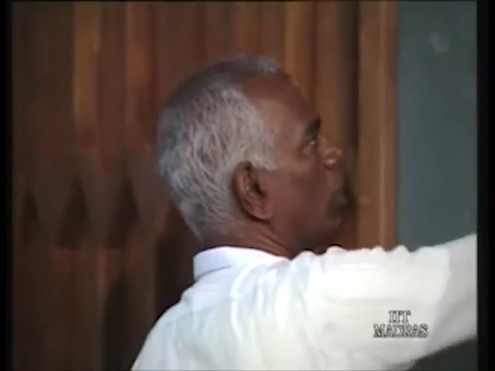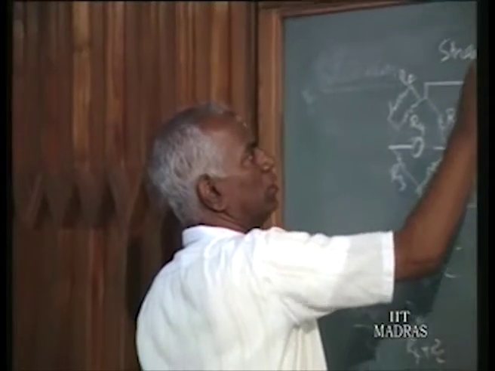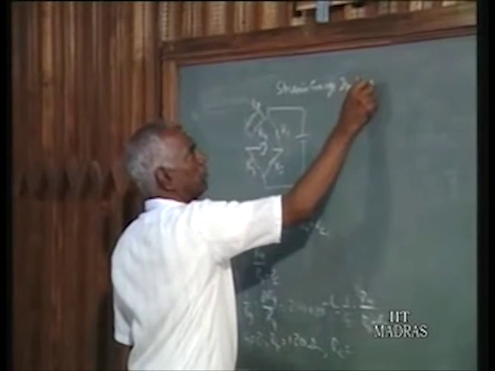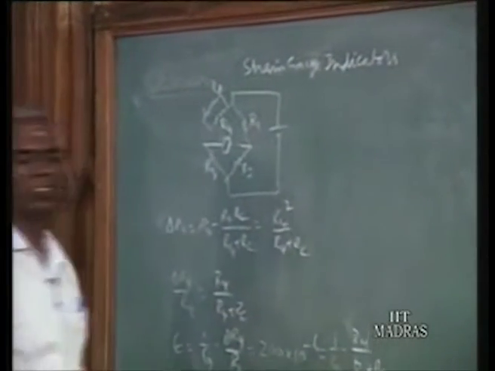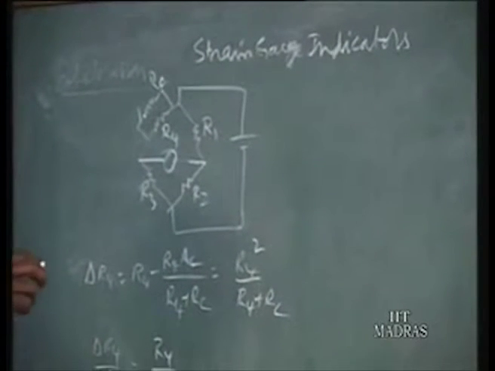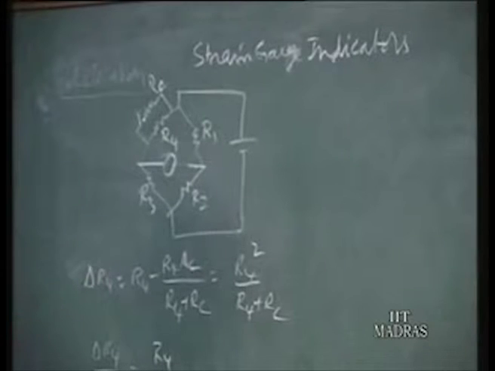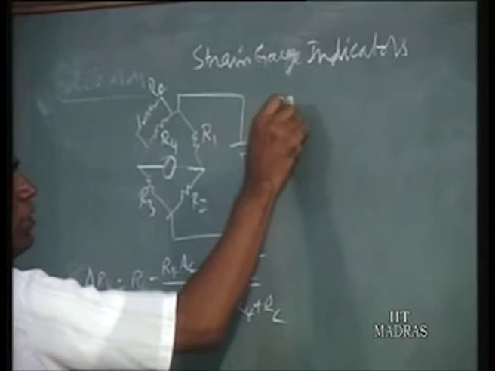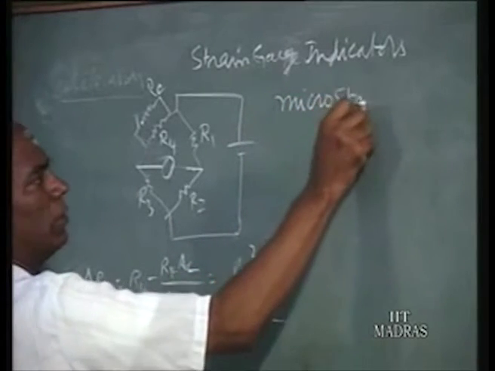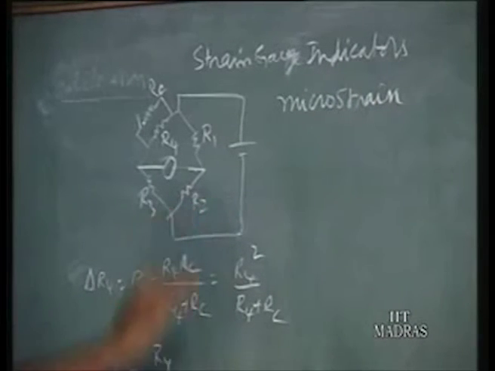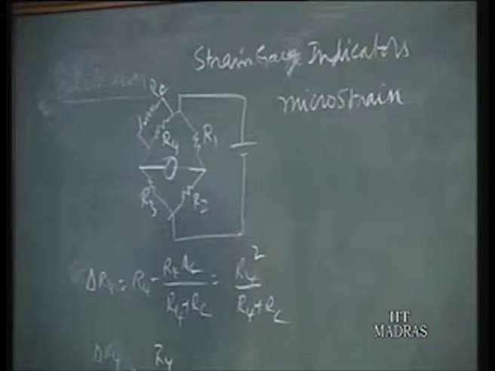In the market, we have the strain gauge indicators, mostly made in the USA. That is mainly meant for a quarter bridge, and if you paste a strain gauge and connect it to the meter, it will give the readings in terms of micro strain, say 100 or 200 or 300 micro strain. That is 10 to the power minus 6. That's micro strain. It gives the reading.